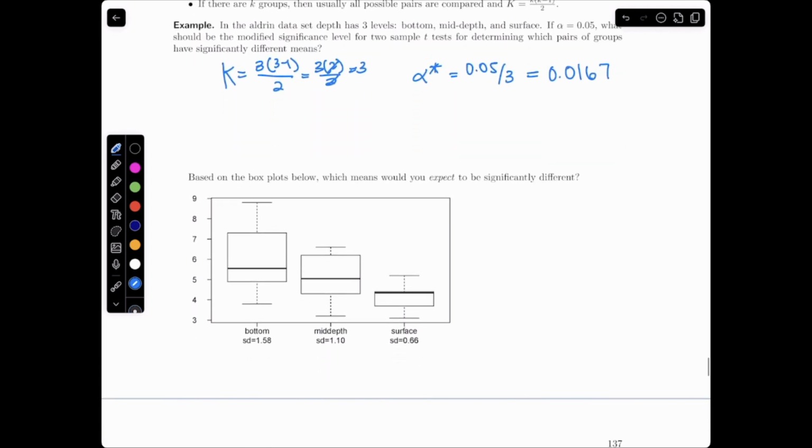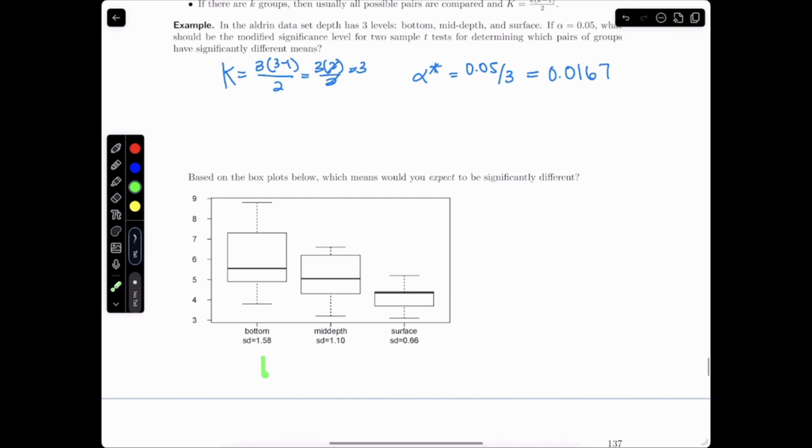So based on the box plots below, which means would you expect to be significantly different? So there are going to be at least 3 tests, right? Bottom versus mid-depth, bottom versus surface, mid-depth versus surface. So the question is, which means would you expect to be significantly different? I'm going to let you think about that for a second, and then we'll conduct a couple tests to see what we end up with.